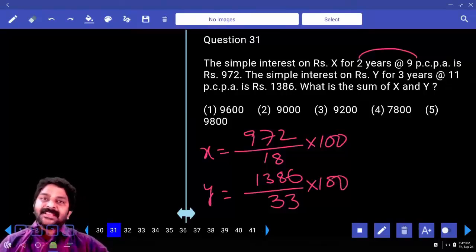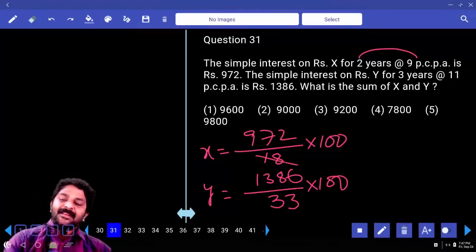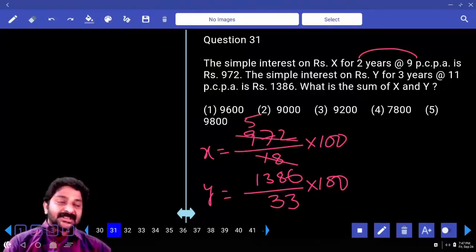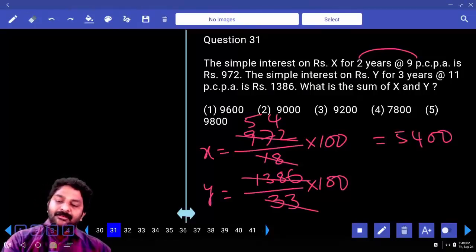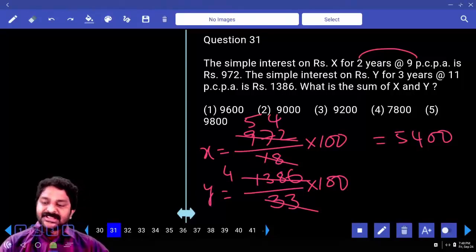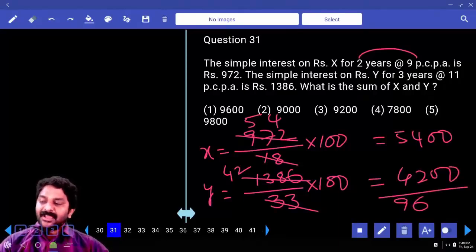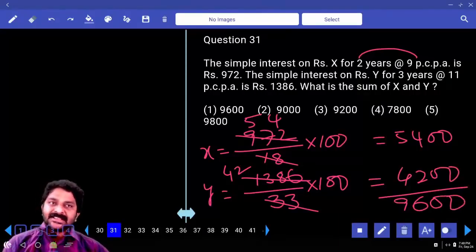Now what is the sum of X and Y? X and Y values we have to calculate. 18, 5 times 90, 72 we have, 18 4 times. So this fellow is 5100. Is it clear? Now 33, 4 times 132, 66 we have 2 times. 42 into 100, 4200. Sum of those values is equal to 9600. First option answer. Is it clear?